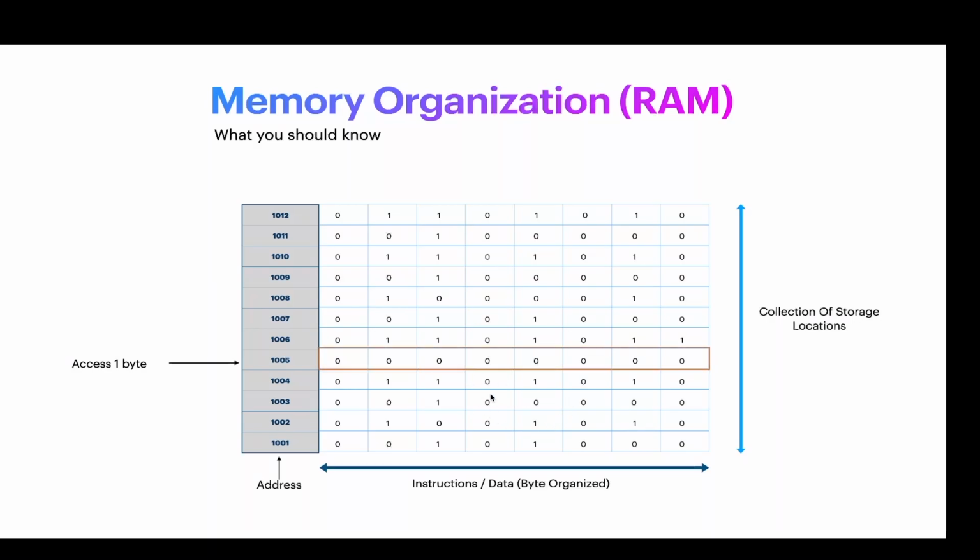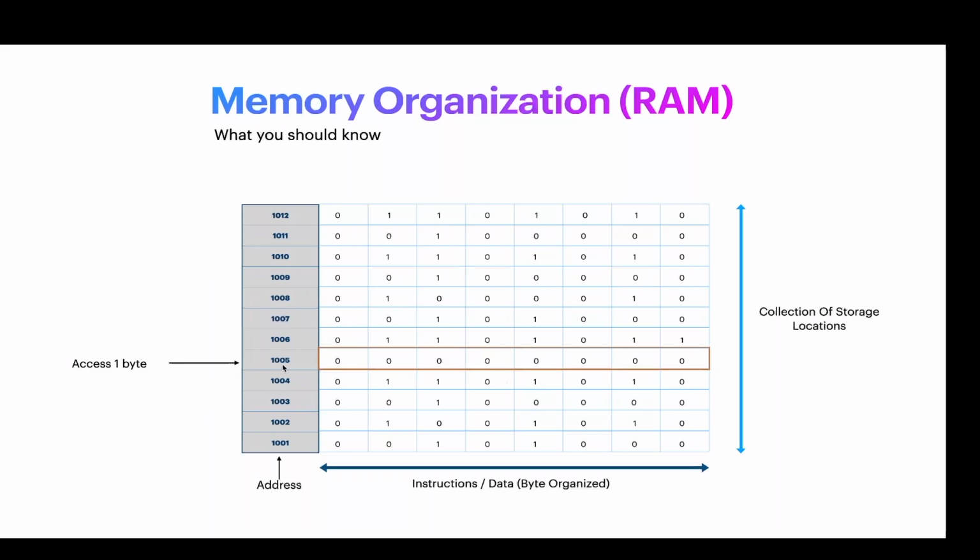So how do you access information from memory? Let's say you want to access one single byte. To access data from memory, you need to know the memory address or the memory location from where you want to read or the memory location that you want to write, and then how many bytes you want to read or write.